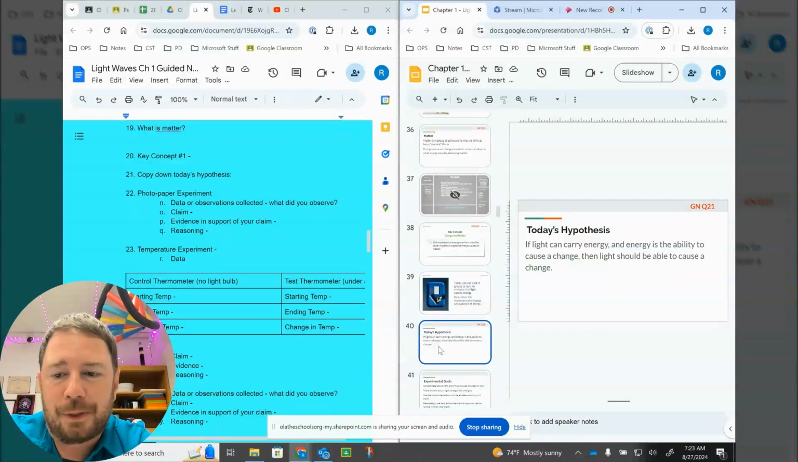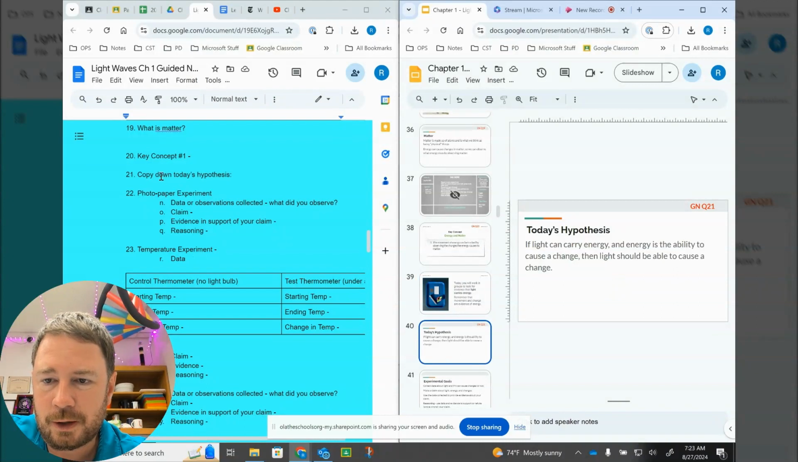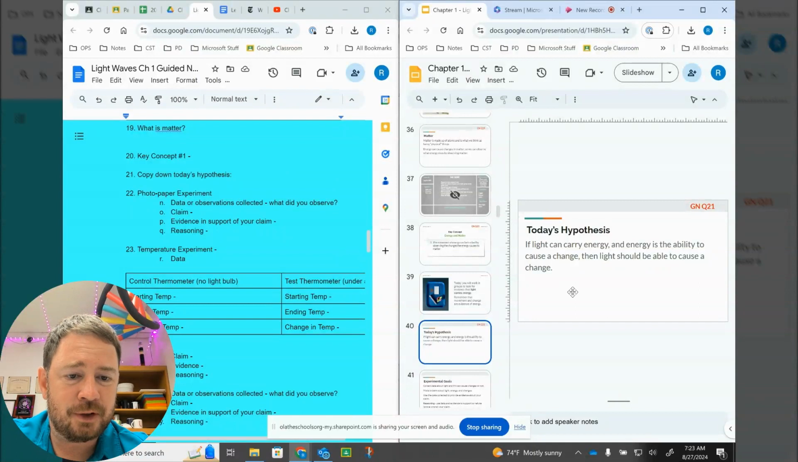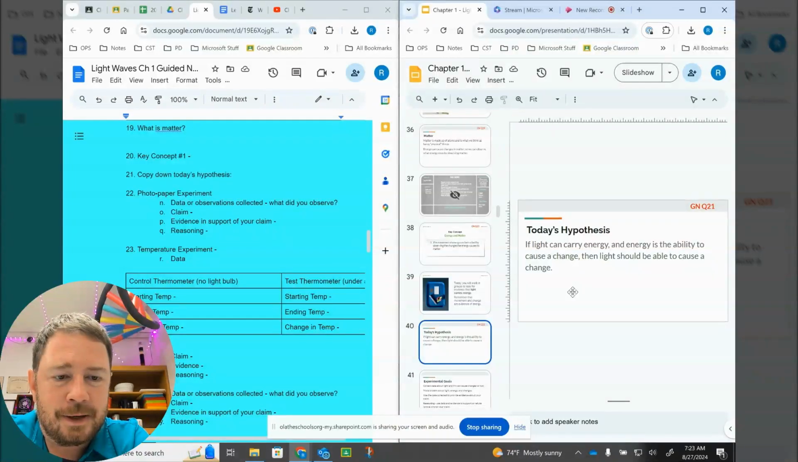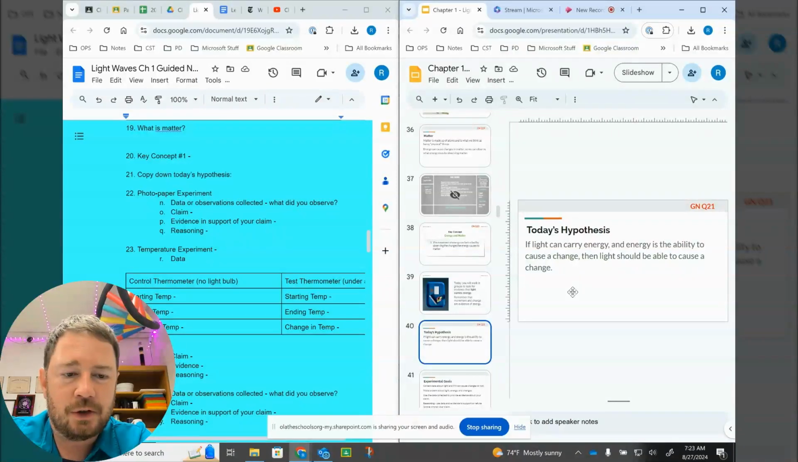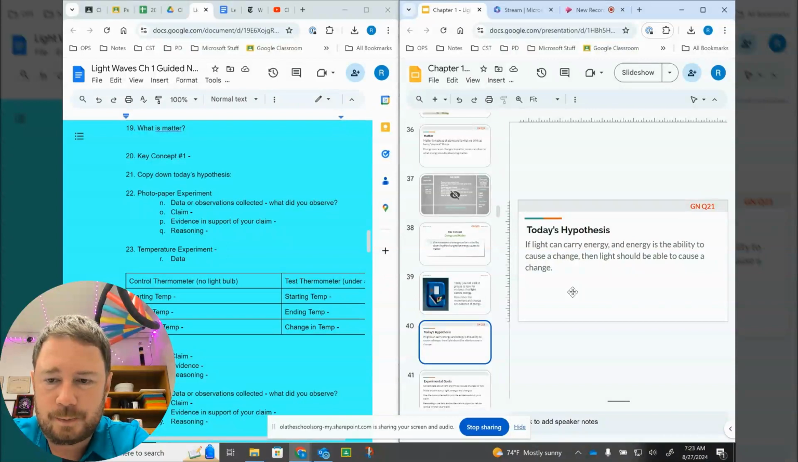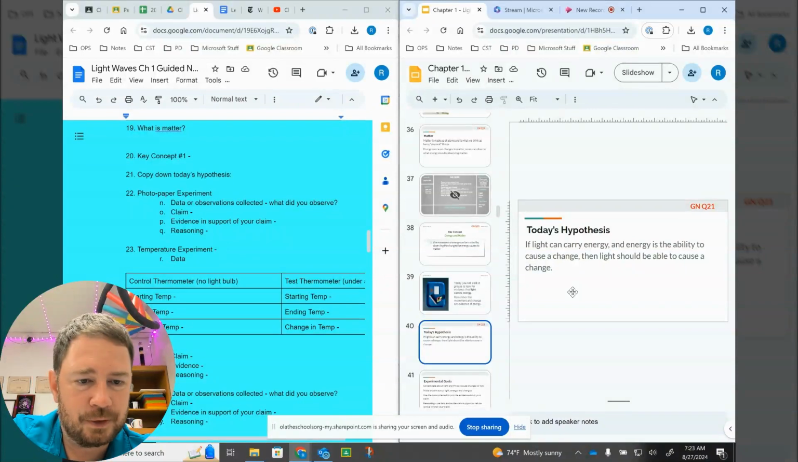So, today's hypothesis, question 21, I want you to copy the hypothesis down. So, our hypothesis is if light can carry energy and energy is the ability to cause a change, then light should be able to cause a change. So, copy this down.